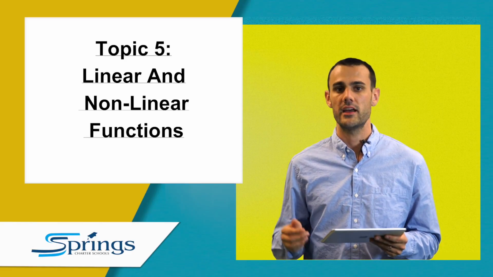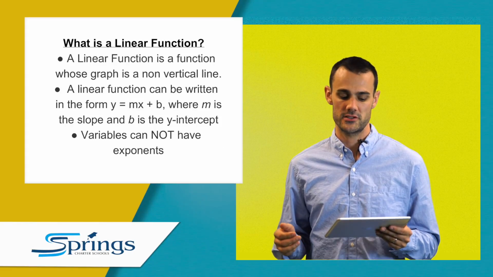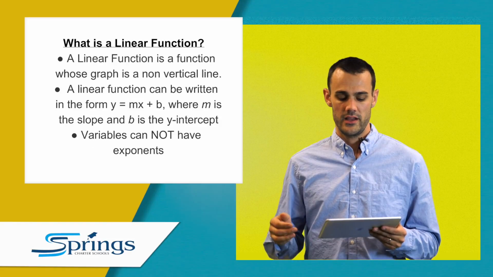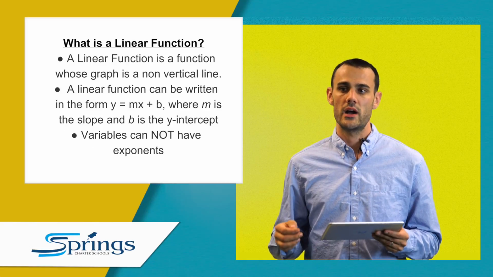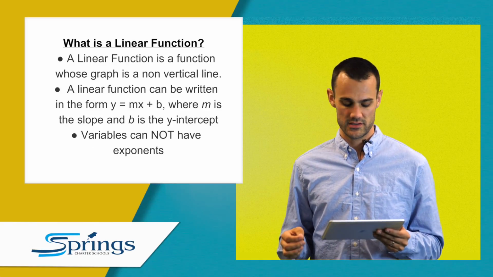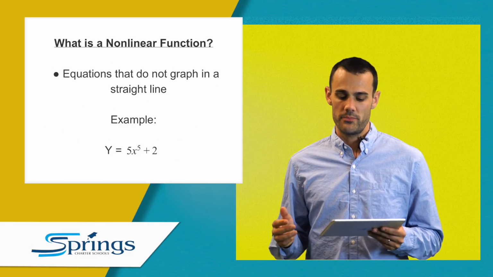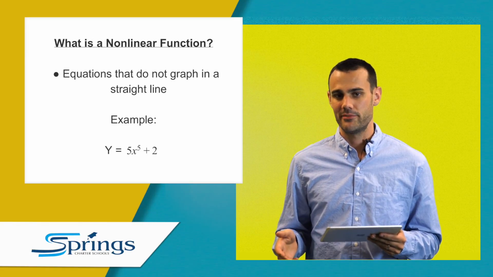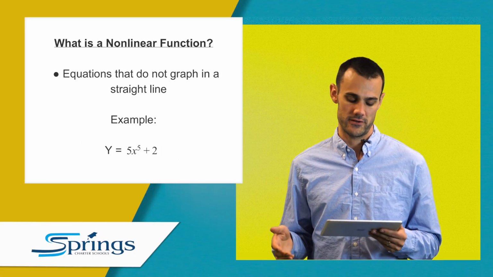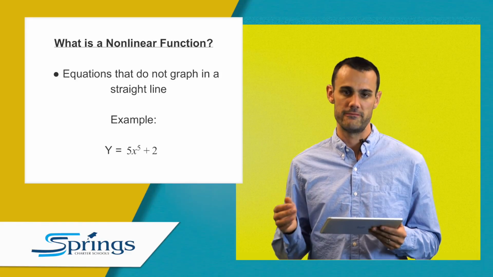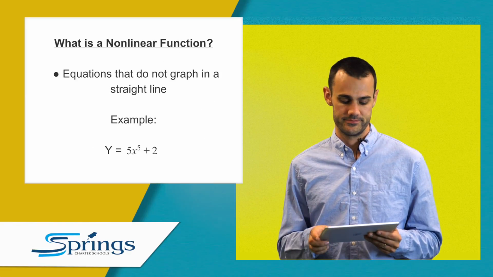Topic 5, linear and nonlinear functions. What is a linear function? Well, a linear function is a function whose graph is a non-vertical line. A linear function can be written in the format y equals mx plus b, where m is the slope and b is the y-intercept. But the most important thing we should notice is that variables cannot have exponents. So what is a nonlinear function? Well, it's an equation with a graph that doesn't create a straight line. So if it has some curves in it, if it has zigzags, it's really not a linear function. It's called a nonlinear function. And of course, we have an example here at the bottom where the variable has an exponent of 5. Now, that means we have a nonlinear function.